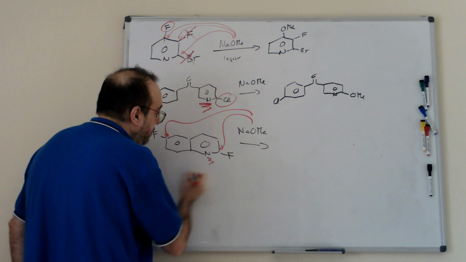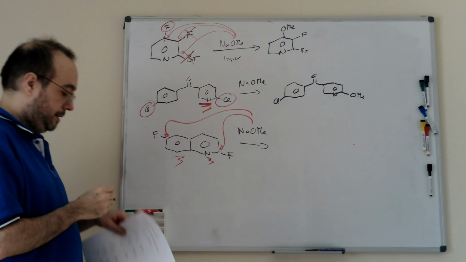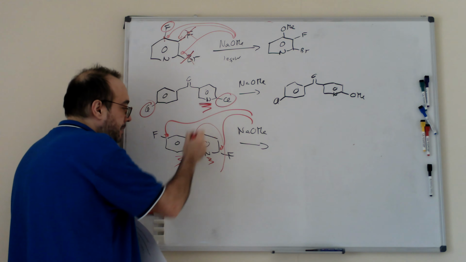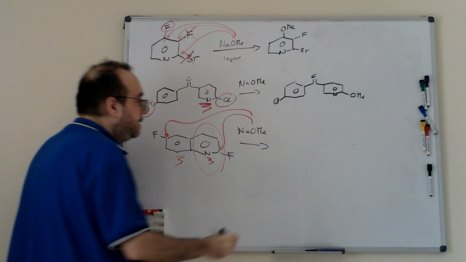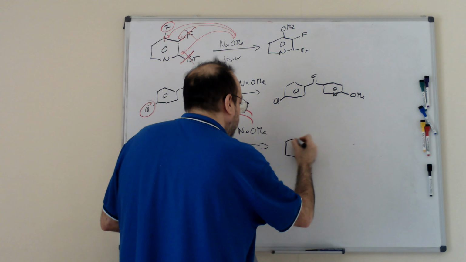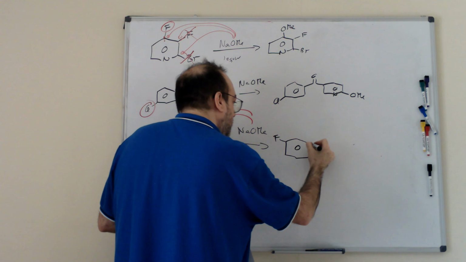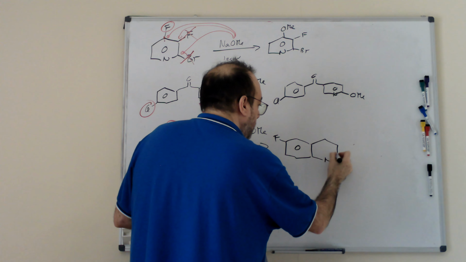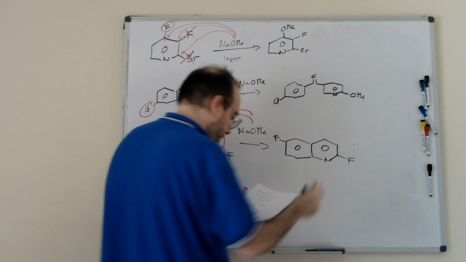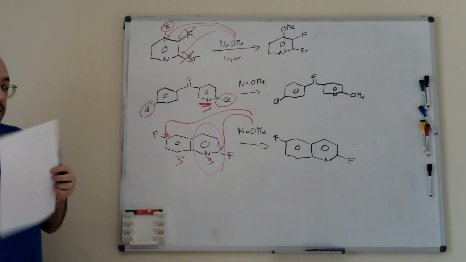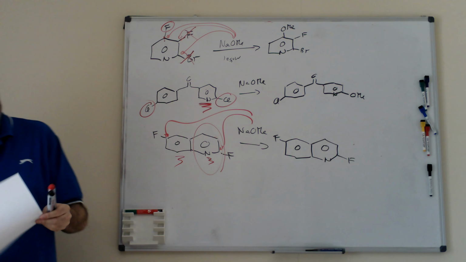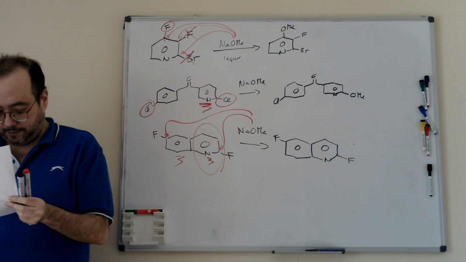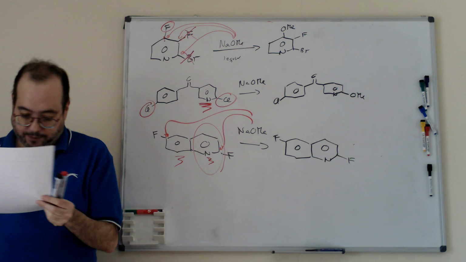Here is a pyridine ring, here is a phenyl ring. That means that the reaction will take place in the pyridine ring, that is the electron poor ring, and what we will have will be, okay. Good.